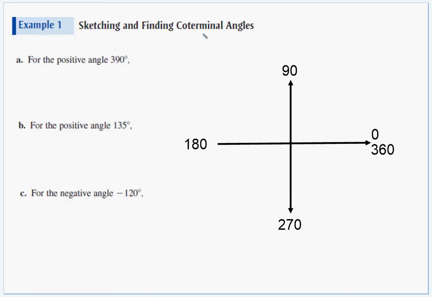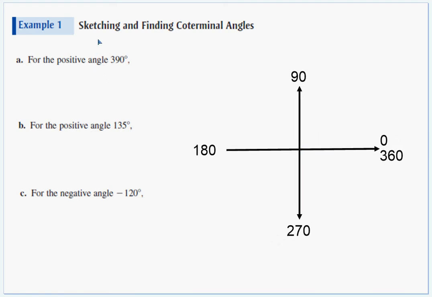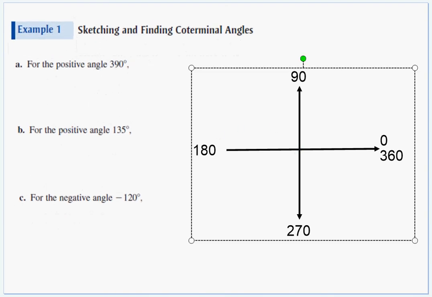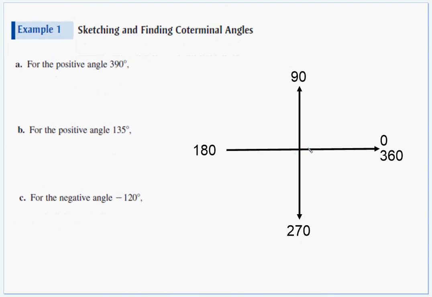Okay, example 1, we're finally going to get to do some stuff here. The directions: sketch and find coterminal angles. First, it says here for the positive angle 390. So let's sketch 390. I'm starting here on my positive x-axis, and I've got to get to 390. That's more than a full circle, so I know I'm going to go all the way around and do a full 360, but how many more degrees do I have to go?